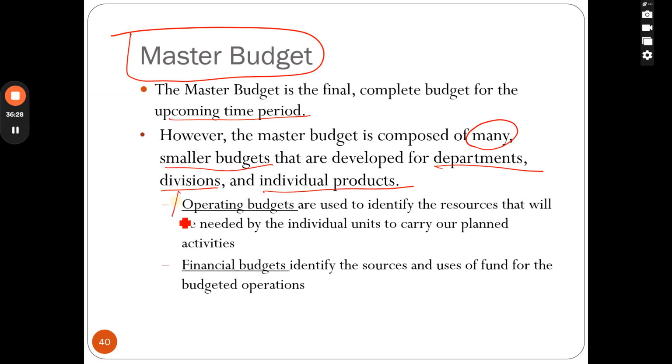And you will prepare operating budgets that usually identify resources that will be needed by individual units to carry out planned activities, or we can say all these are related to your operations, how much you are going to spend and how much you are going to get, or we can say all these are related to the items coming from an income statement. Then you have the financial budget, which identifies sources and uses of funds, or we can say these items are normally related to your balance sheet.